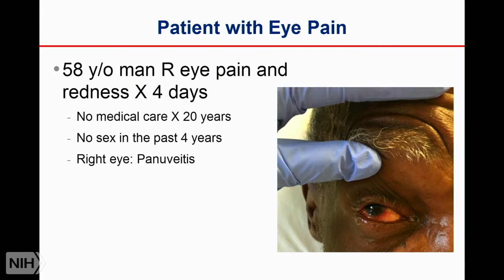So this course often has a case. I didn't bring a case with me, but I'd like to share two cases, really. This is a 58-year-old man who presented to us with right eye pain. Came into the Hopkins emergency room. It's been going on for about 4 days. He's had no medical care for the past 20 years. He's had no sex for the past 4 years, and his right eye has panuveitis.